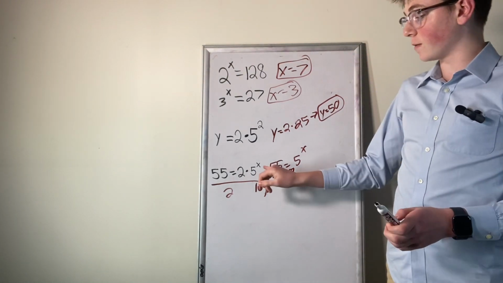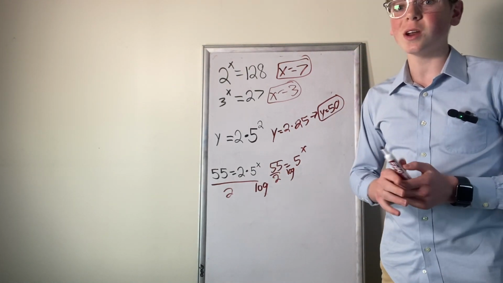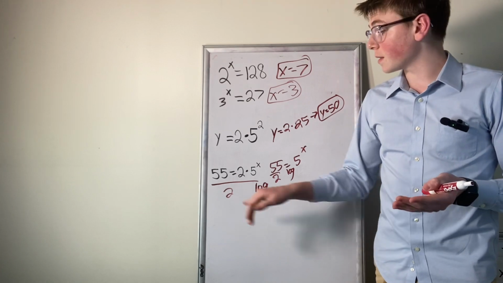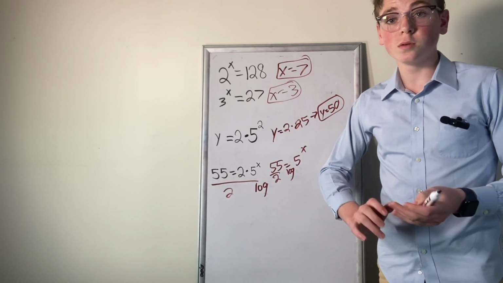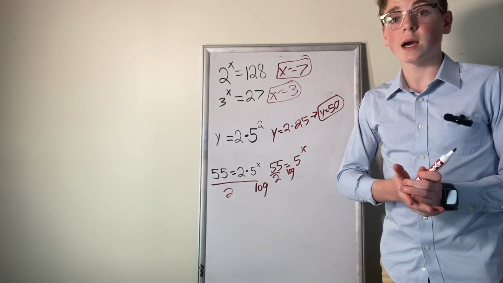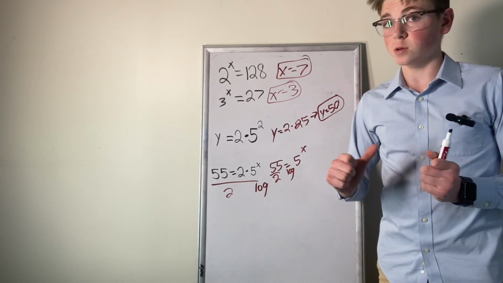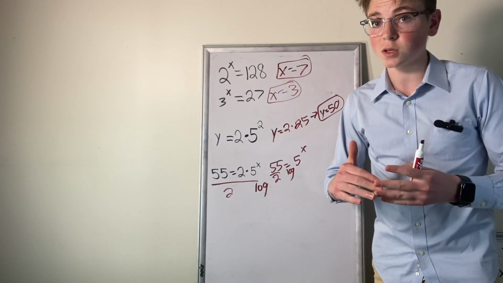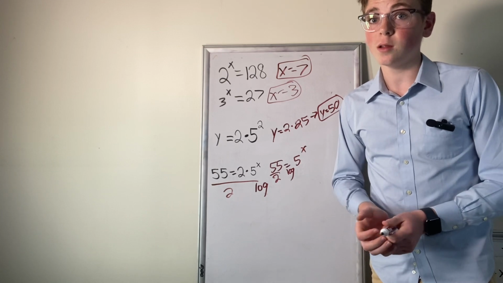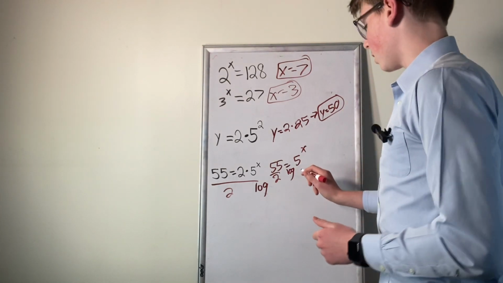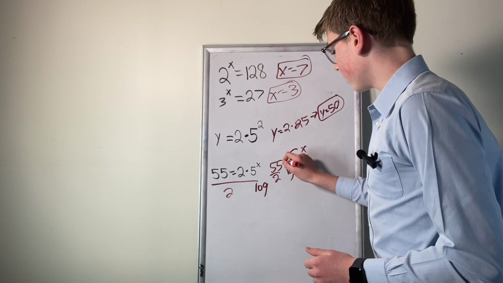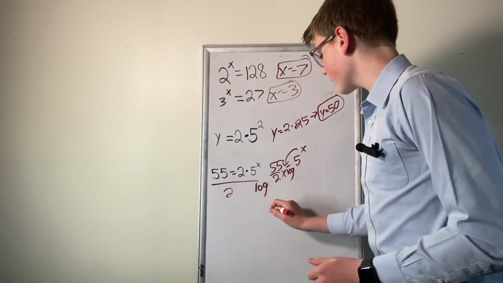Again, this is just if you're solving for this x here. You could always graph it and then look for this y. You could put y equals 2 times 5 to the x, and then y equals 55, and look for the intersection point. But I'm doing it with logarithms because I like logarithms. They're very fun.